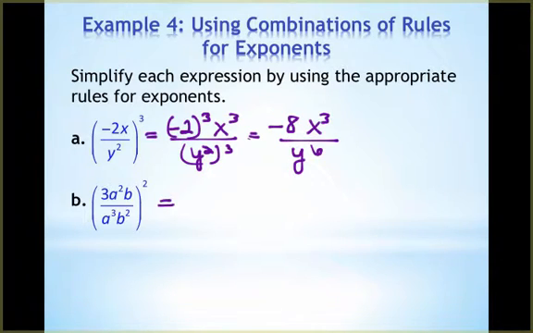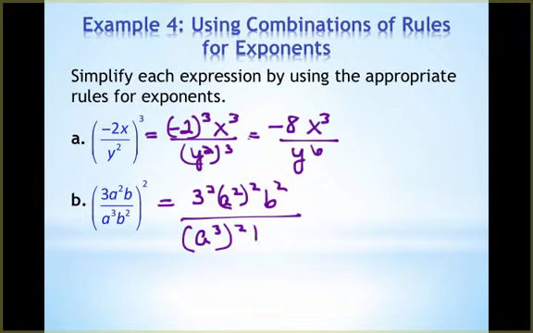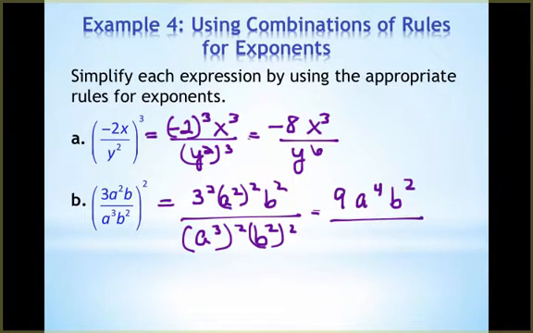In our next problem, we would have 3 squared, a squared squared, b squared, over a cubed squared, and b squared squared. So we've used that exponent and raised everything inside the parentheses to that power. Well, 3 squared is 9. A squared squared is a to the 4th, and then b squared. A cubed squared would be a to the 6th, and b squared squared would be b to the 4th.